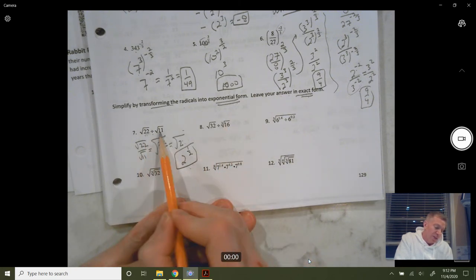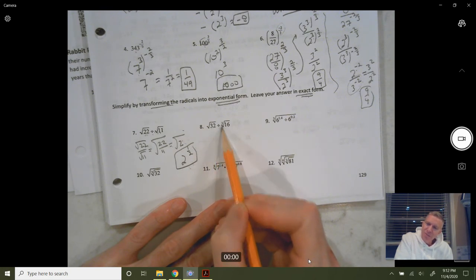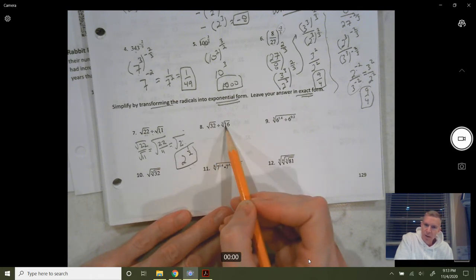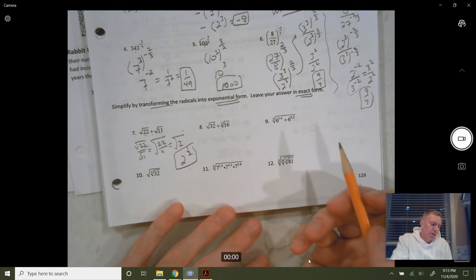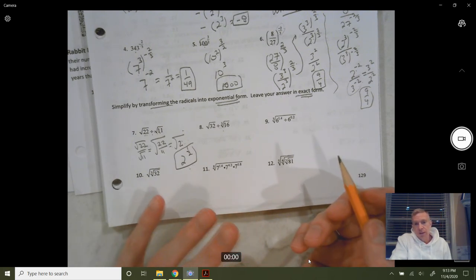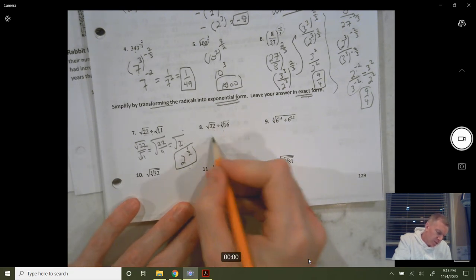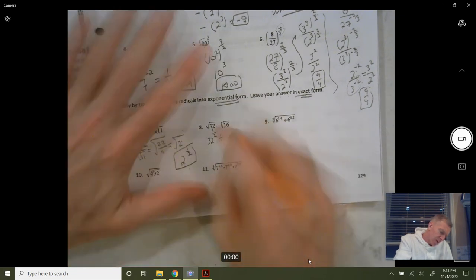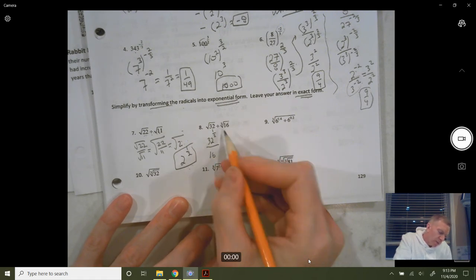We combined these two because they were both square roots. If one's a square root and one's a cube root, you can't combine them into one radical, because what would you do? Would you make it a square root or would you make it a cube root? You can't combine them together when the root index on each of those numbers is different. So here's where we have to turn it into exponential form and then use the rules of exponents. So we've got 32 to the 1/2 divided by, actually, I'm going to just write this as a fraction, divided by 16 to the 1/3.